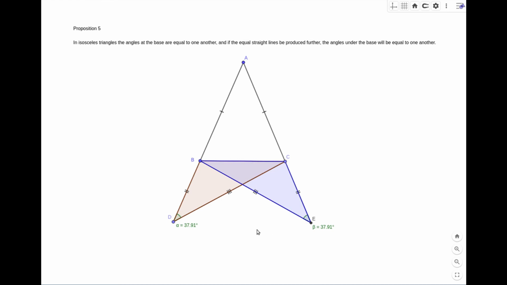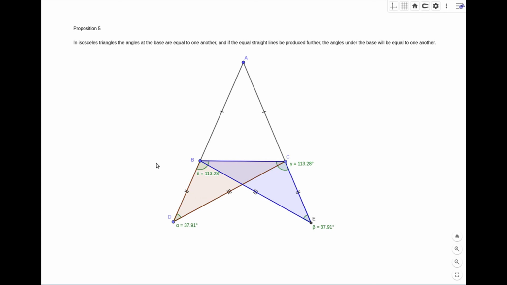Now in particular, this means that for a couple of the angles, our angle BCE and our angle DBC, those are going to be congruent as well because they correspond in our congruent triangles. And so this actually gives us the second part of our proposition, where it says if the lines were to be produced further, the angles under the bases are going to be equal. That's exactly what we have here. We have that our angle BCE is going to be congruent to our angle DBC.